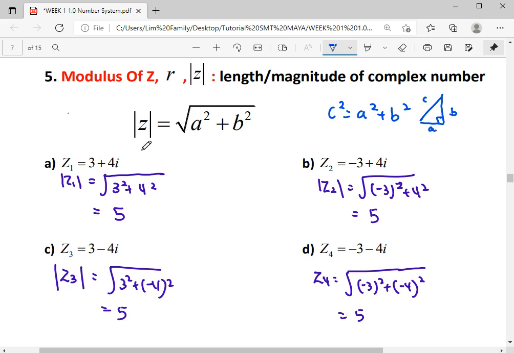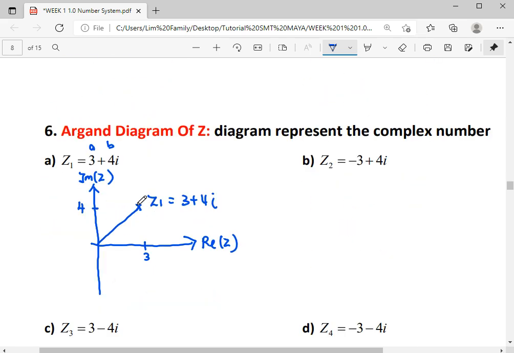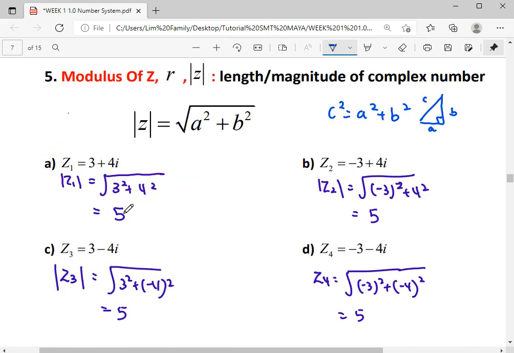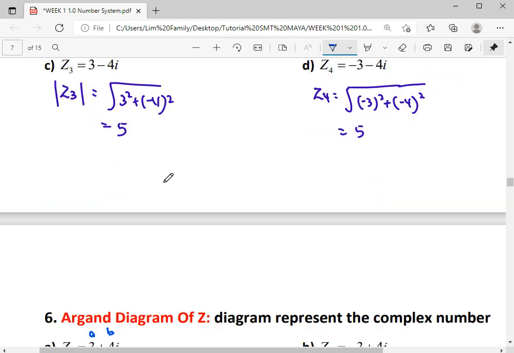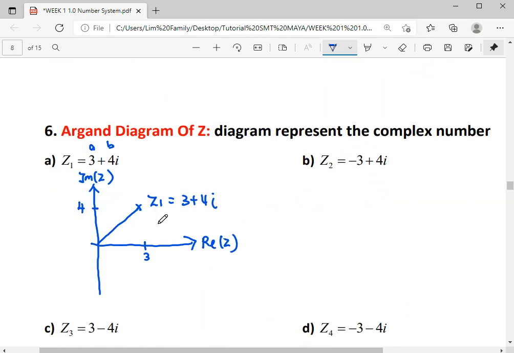When you look at our Argand diagram here, our complex number is located in the first quadrant in a right angle triangle form. So this is our 3 squared plus 4 squared. When we square root, we get this length of the complex number, which is 5. So when we have an Argand diagram, we can see it clearly.